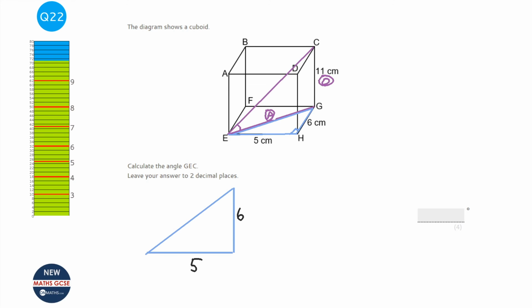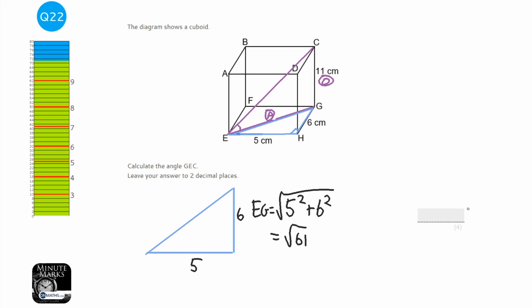Okay, so to do that we use Pythagoras. So we're going to square them, add them, and then square root it. And we call this EG. There's line EG. So, we can use our calculator for this. Root 25 plus 36, and that's root 61. And we can leave it as root 61 because we don't want to have to round it at this point.